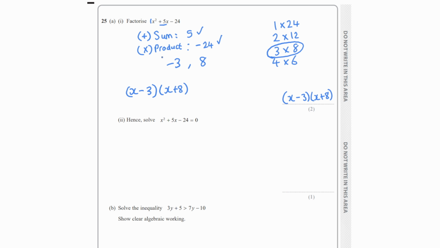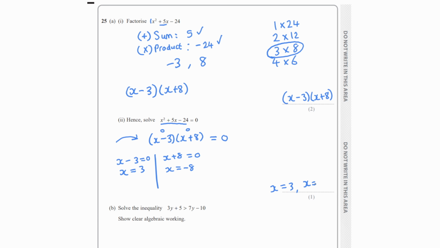It says hence solve, so it wants us to use what we did above. x squared add 5x subtract 24 equals 0. So we already know that this left-hand side can be factorized like this, and that's equal to 0. And we want to think, when would this left-hand side be equal to 0? Well, it would be when either this bracket is 0 or this bracket is 0. So let's set each bracket equal to 0 because we're going to have two answers to this. To solve that, x would be 3 here and x would be negative 8 here. So our answers are x equals 3, x equals negative 8.